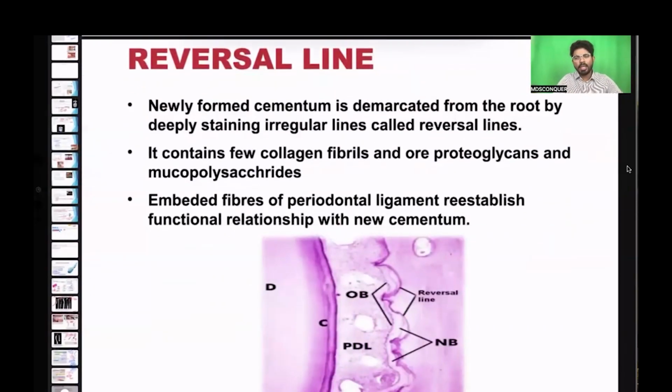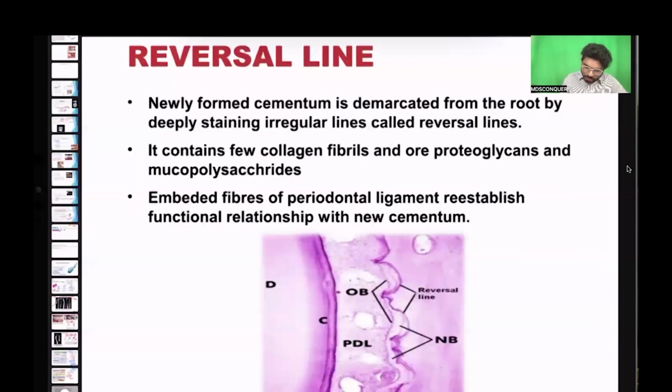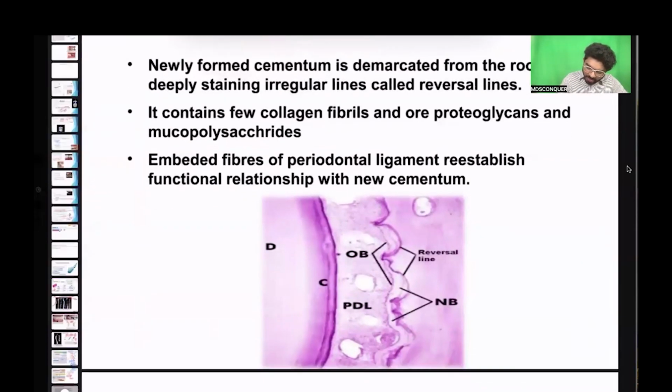Reversal line can be seen in cementum. Reversal line can be seen in the bone also. What is this reversal line in the case of your cementum? You can see here in this diagram, there is a well-defined demarcated line, I'm marking it. This line is called the reversal line.